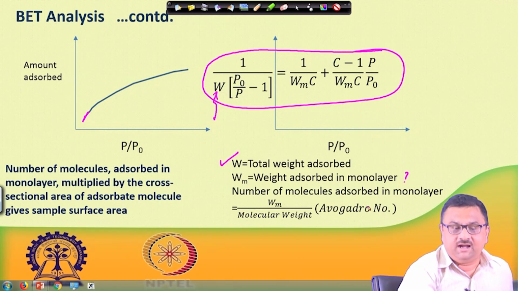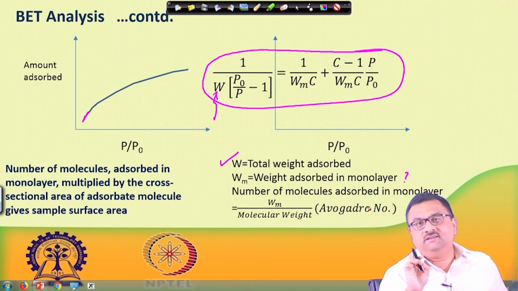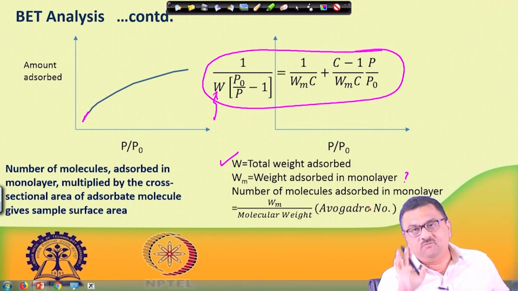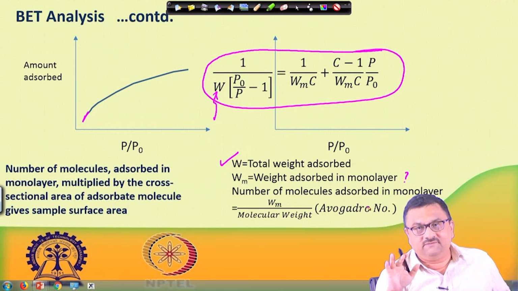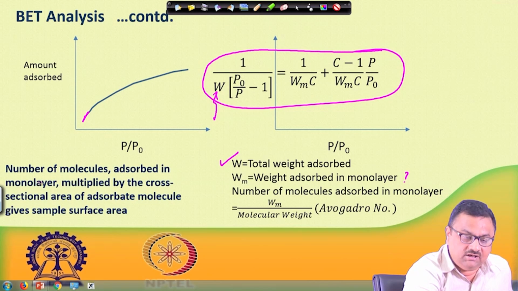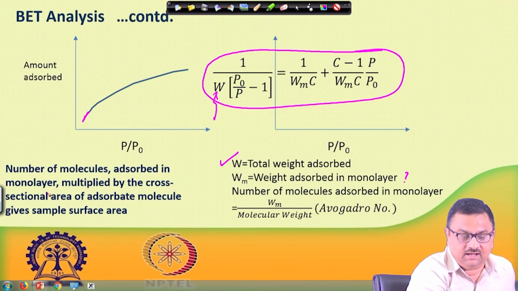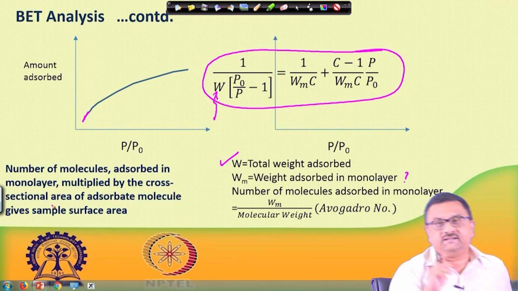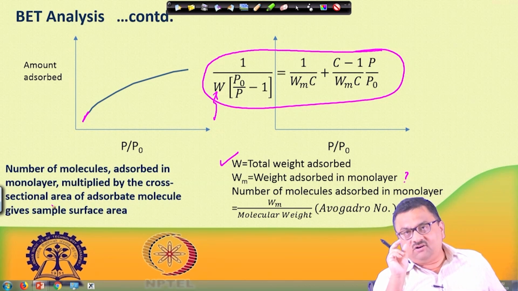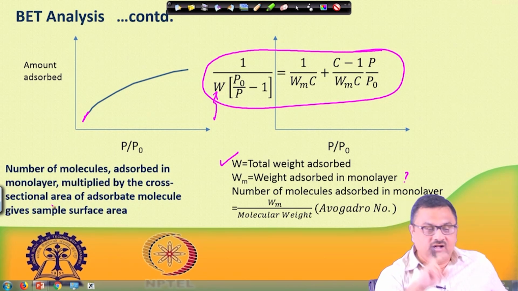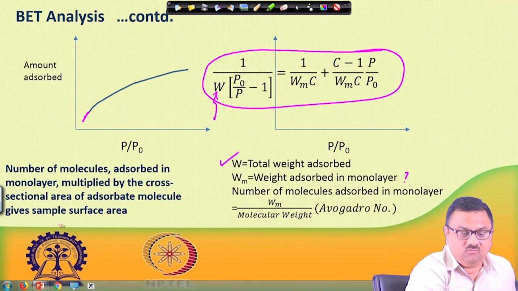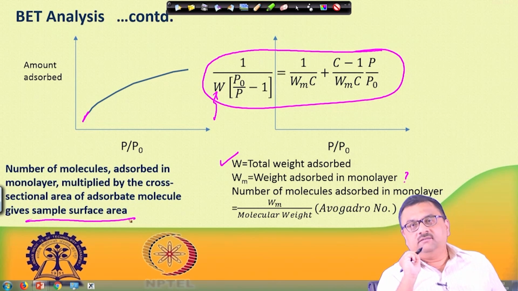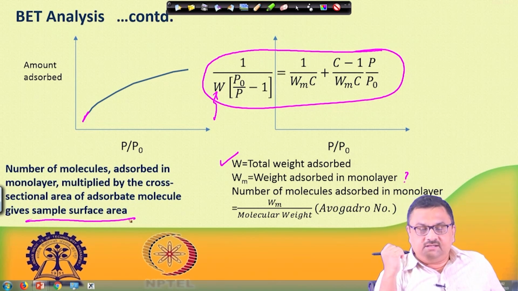adsorbed in monolayer. And one thing you know for sure is that all the surfaces will have monolayer coverage. Some surfaces will have 2 layers, some fewer surfaces will have 3 layers like this, but at least all surfaces will have monolayer coverage. So, the number of molecules adsorbed in monolayer is multiplied by the cross sectional area of one molecule. If I know the cross sectional area of one nitrogen molecule, we multiply it by this number of molecules that I mentioned, then I can get the sample surface area. Okay. So, now this is something which will be done.